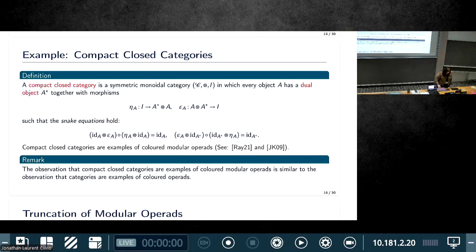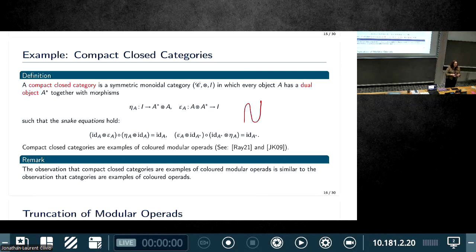So what are some other examples? Like I said, in some sense these things are not really categorical in the same way. One example of modular operads is compact closed categories. These are symmetric monoidal categories in which every object has a dual. And we have some morphisms, the evaluation and co-evaluation maps, and they satisfy these snake identities, which I'll just draw like this. So this is an example of a colored modular operad, where every object has a dual.